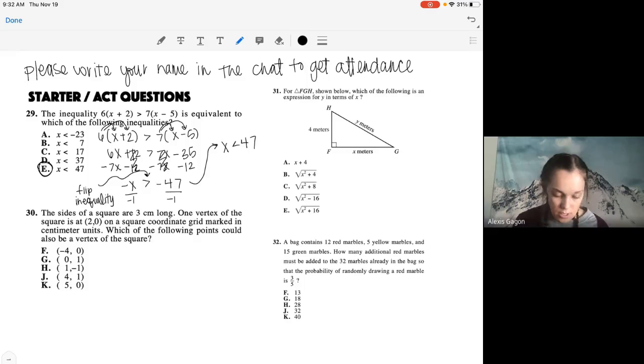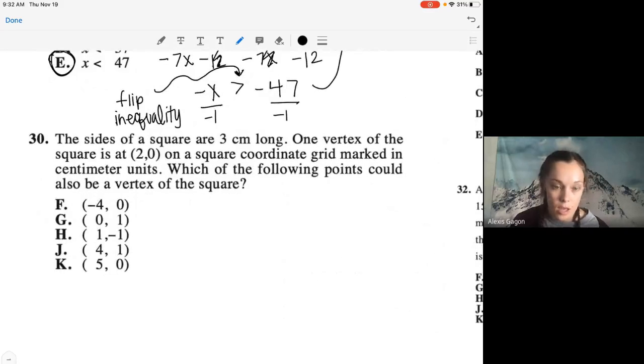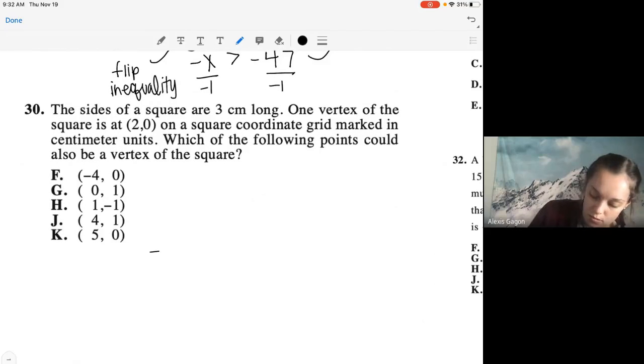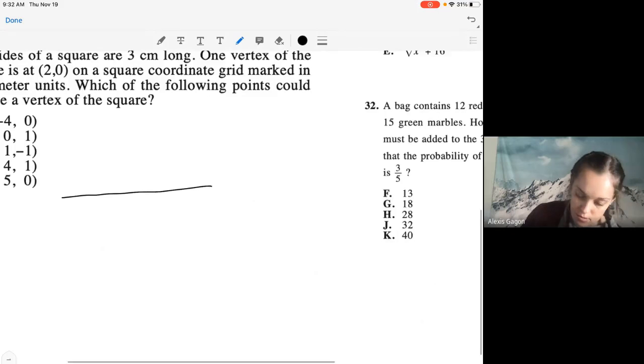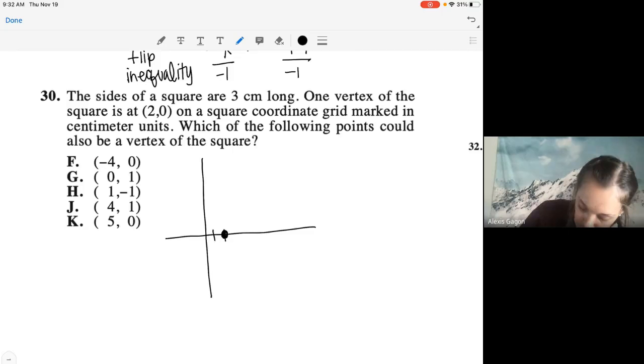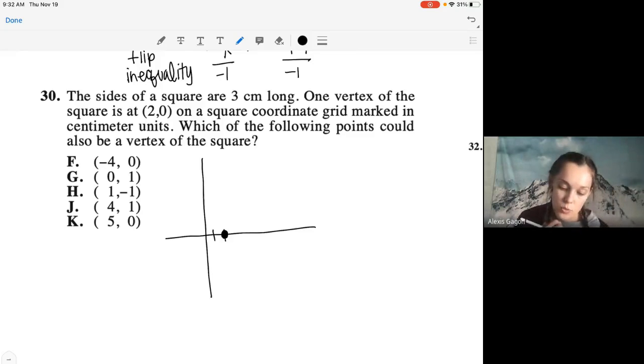Okay, let's look at 30. So this one, the sides of a square, oh look, I can zoom in. The sides of a square are 3 centimeters long. One vertex of the square is at (2, 0). So let's just graph this. So one vertex is here at (2, 0). And we want to know which of the following points could also be a vertex of this square.